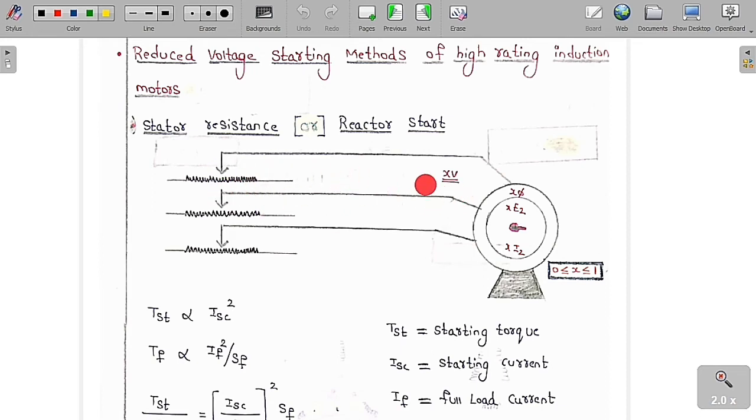Initially V, now it is X into V. The flux is reduced to X into phi, the induced voltage is reduced to X into V2, and the current is reduced to X into I2. As the voltage is reduced by X, the flux in the stator is reduced by X, the EMF induced in the rotor is reduced by X, and the current in the rotor is reduced by X. X lies between 0 and 1.